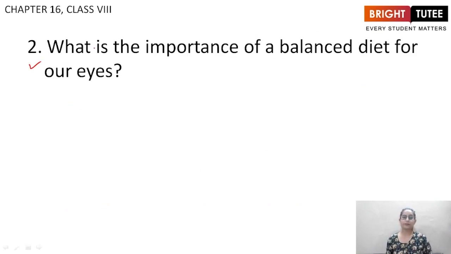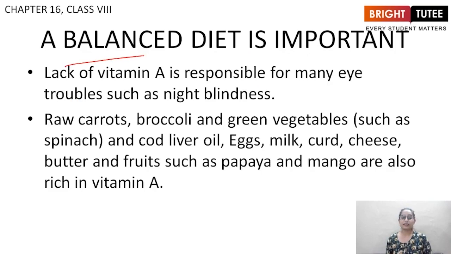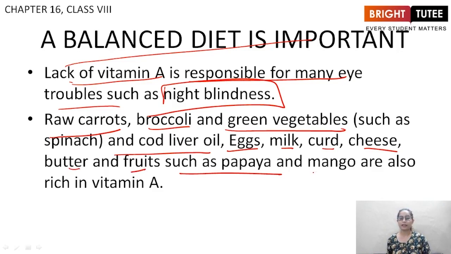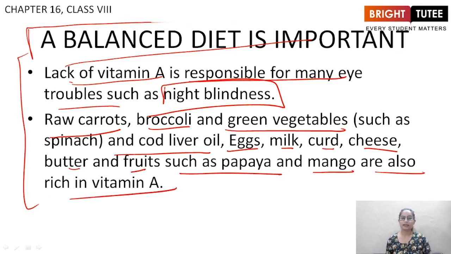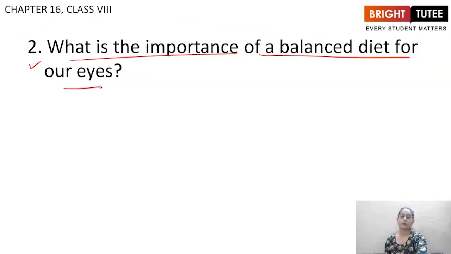Second question is, what is the importance of a balanced diet for our eyes? Let us see. The balanced diet is very important. The lack of vitamin A is responsible for many eye troubles such as night blindness. Raw carrots, broccoli, green vegetables and cod liver oil, eggs, milk, curd, cheese, butter and fruits such as papaya and mango are also rich in vitamin A. So this is why a balanced diet is also important to take care of our eyes. So these were the two important questions.